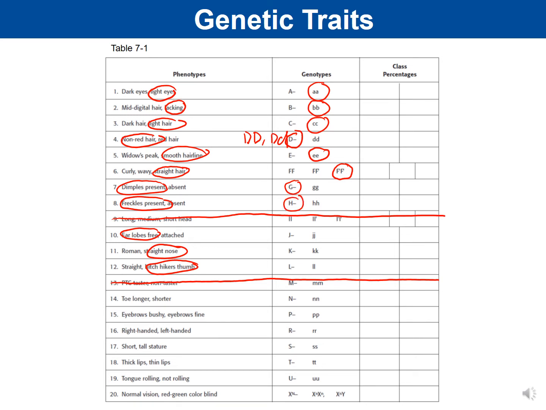You would continue down through the entire table. Now, class percentages. Normally what we would do is, after everybody figured out their phenotypes and their genotypes, we would take a survey to figure out what percentage of the class, for example, had dark eyes and what percentage of the class had light eyes. We're not in class. We don't have access to all that data. So for the purpose of this, you're just going to cross the class percentages out. Cross them out.